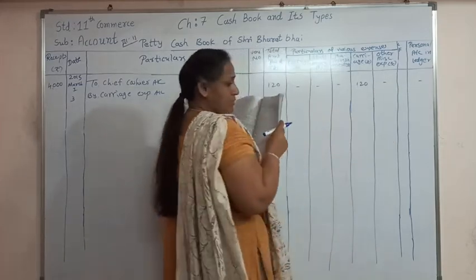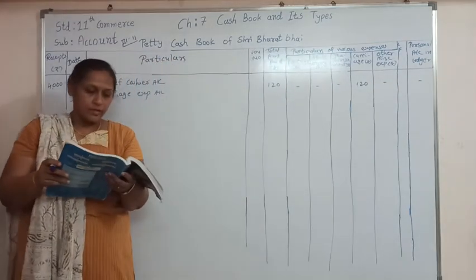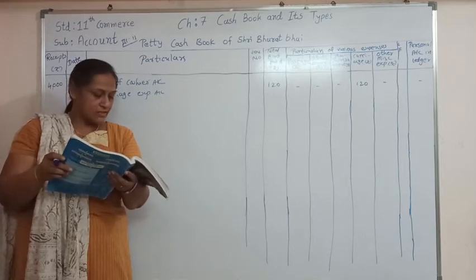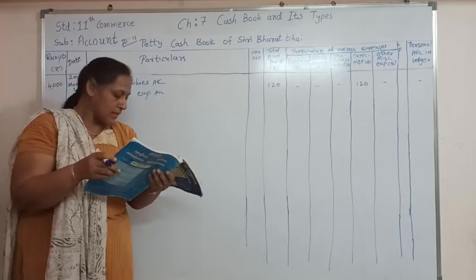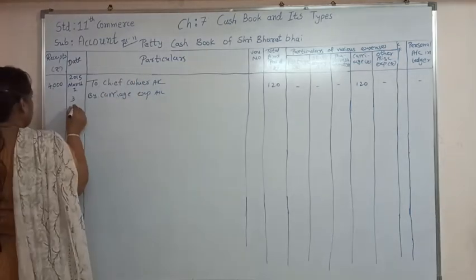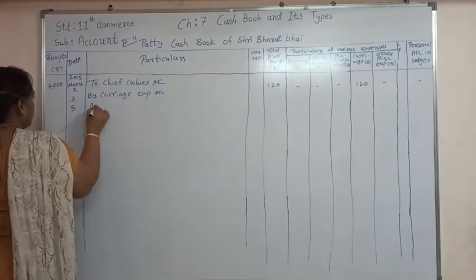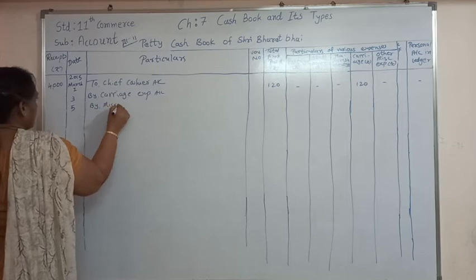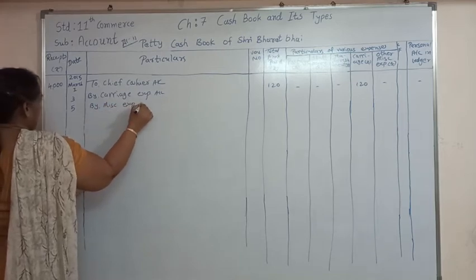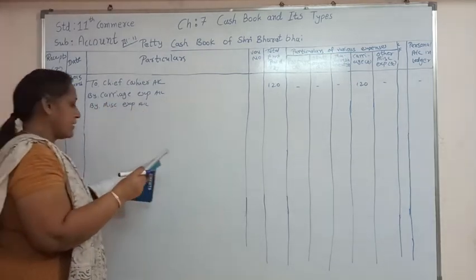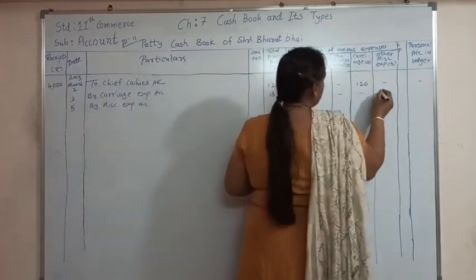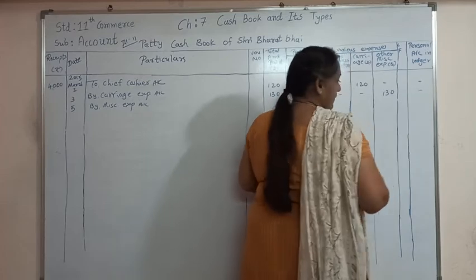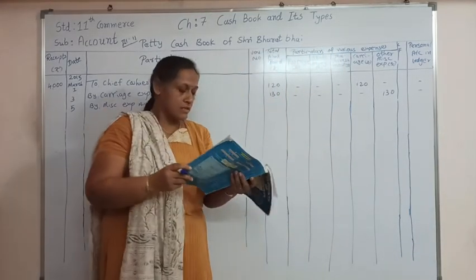Now on date number 5th, by miscellaneous expense. So here we have paid miscellaneous expense of 130. So on 5th, by miscellaneous expense account, that will be 130. And here in the column of miscellaneous expense we are going to write down 130.